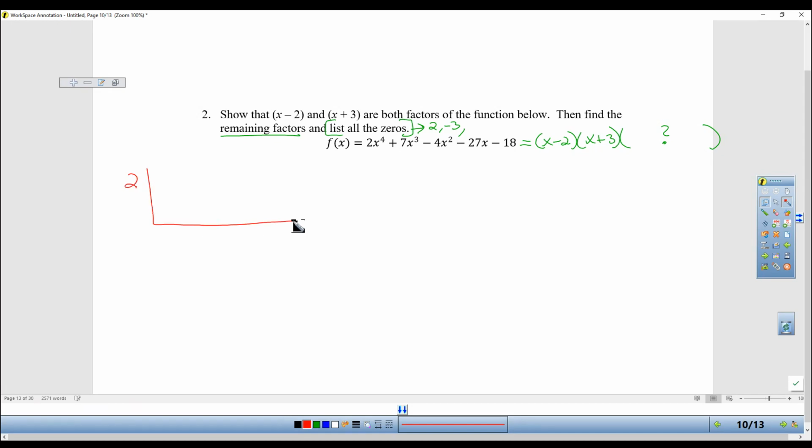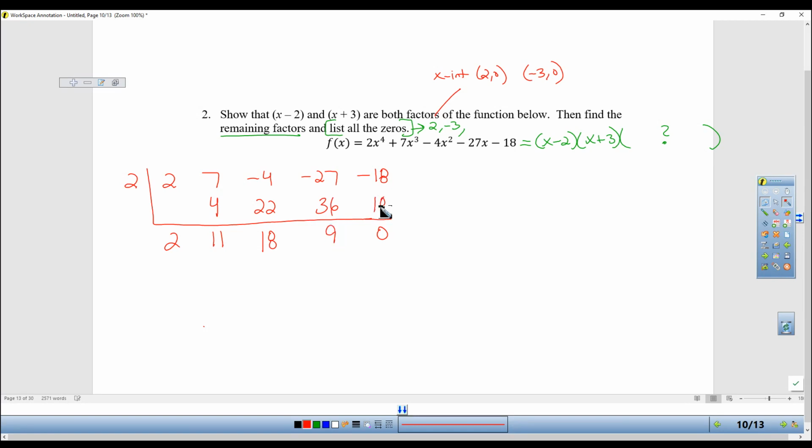We put in the first 0 that we know. This is definitely a 0. It's going to come out to be 0. 2, 7, -4, -27, -18. This had better be 0, because that's one of the ordered pairs. One of the x-intercepts is 2, 0. Another one is -3, 0. So 2, add, multiply, add, multiply, add, higher math here, 18, 36, 9, 18. Phew, that's like a little test there. All right.